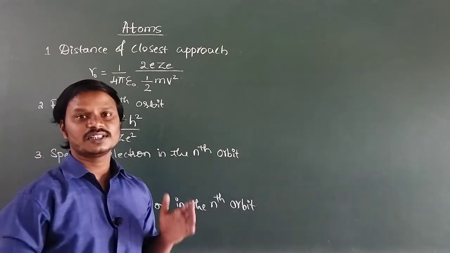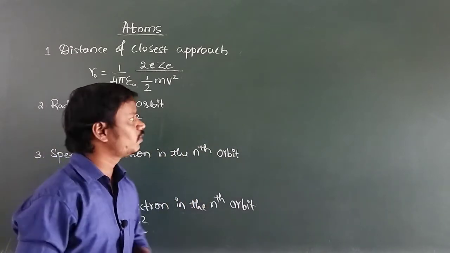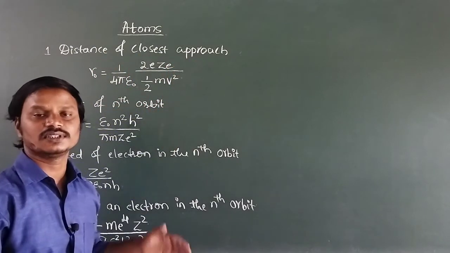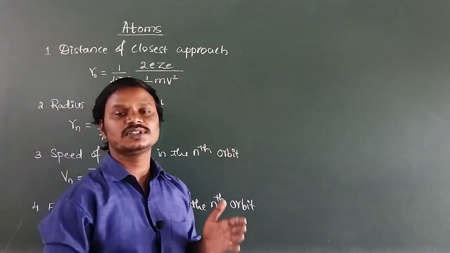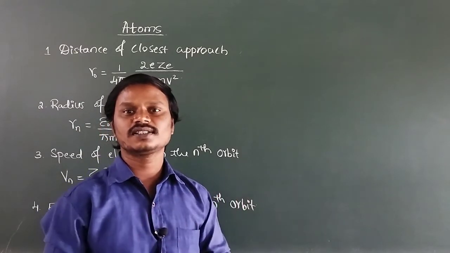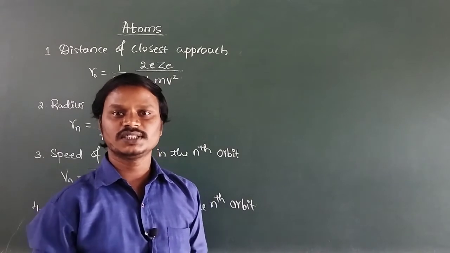Then what are the important formulas from this chapter? First important formula is the distance of closest approach. What is the distance of closest approach? It is the closest distance from the nucleus at which the kinetic energy of the alpha particle becomes potential energy.